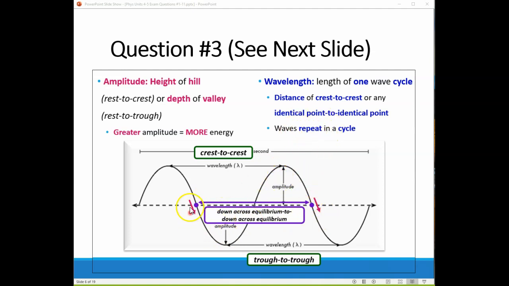So a single wave is a single repeat here. Okay, and again, you could do it from any identical point to another identical point. But again, wavelength is going to be a distance or a length of one wave. Very obvious name of that vocab word.